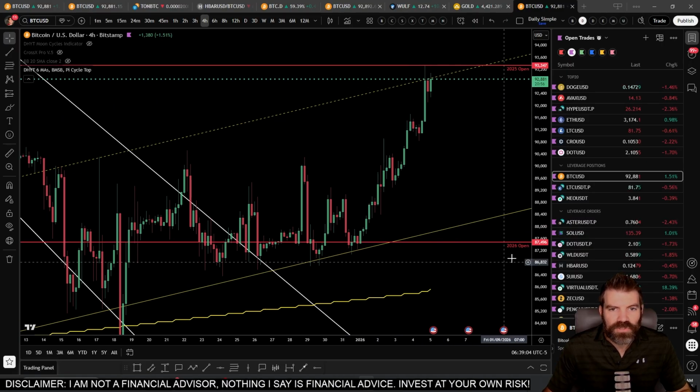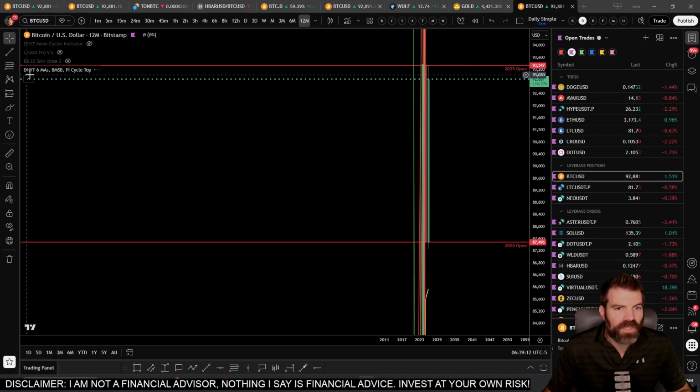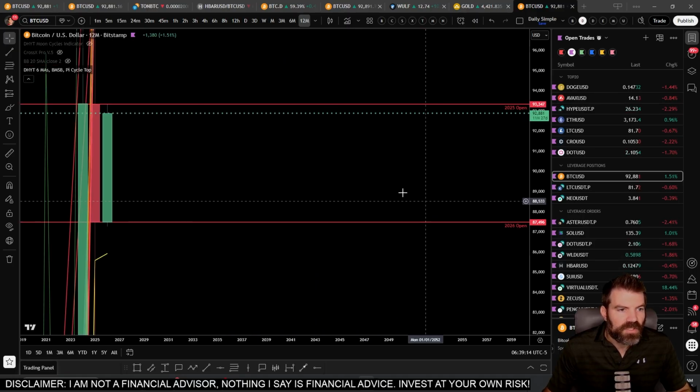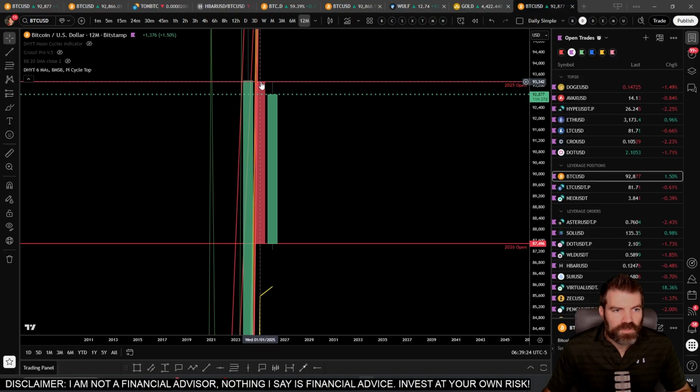And then I also drew the 2026 open, this line right here. These yearly opens and monthly opens are good things to do. If you go to the 12-month candle, you can see that is the close for that one. And then obviously this is the open, being the bottom of the green candle, and the close being the top of the red candle. Sorry, you know what I mean.